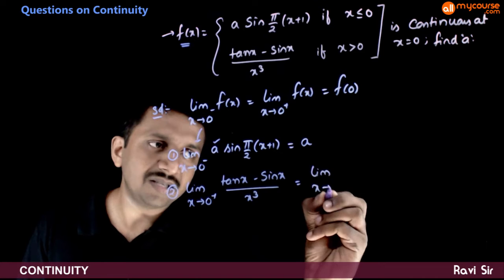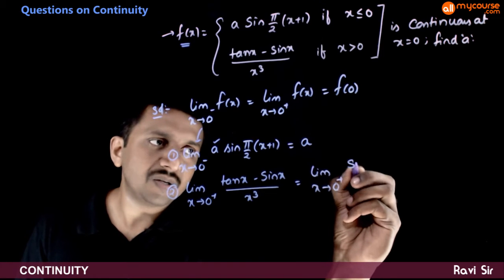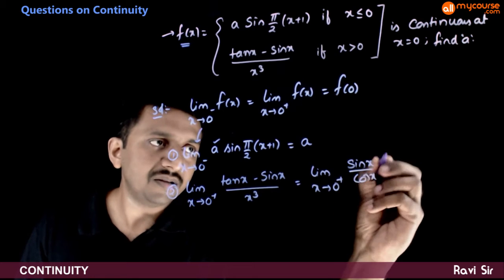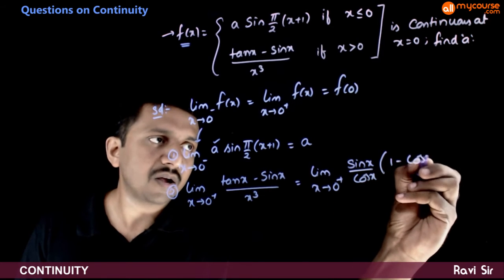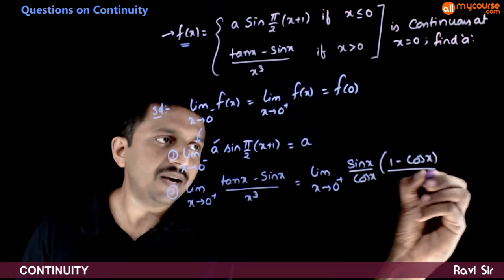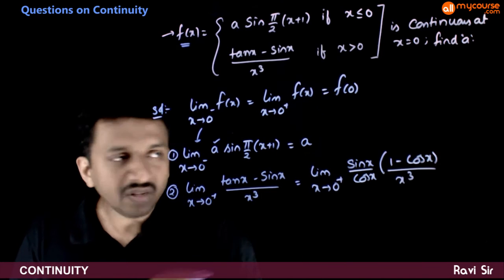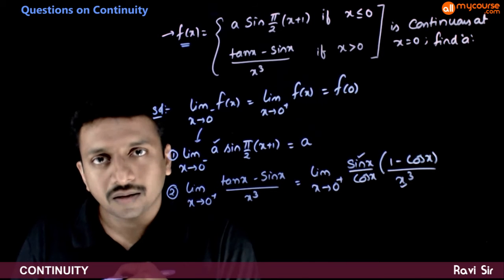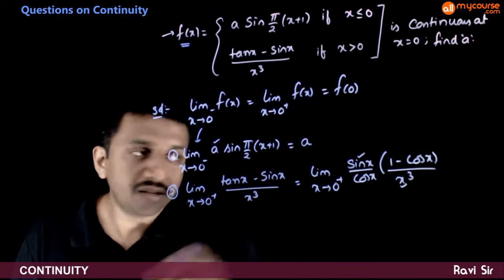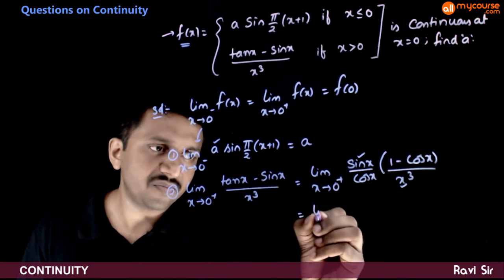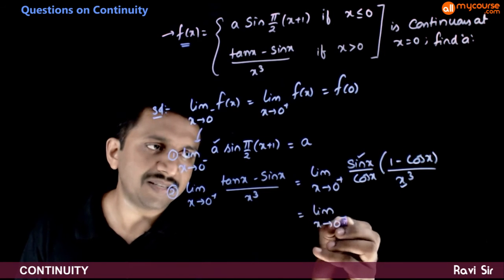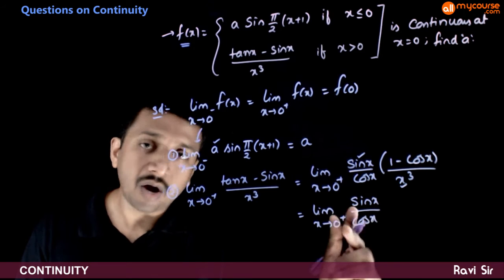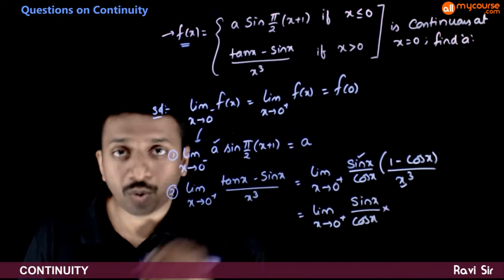So limit x tends to 0 plus. If I take sine x by cos x as common, you get (1 minus cos x) divided by x cube. So sine x and one x get cancelled, giving you 1, because sine x by x tends to 1. And 1 minus cos x remains. Cos x is not problematic, so you don't need to do anything with it.